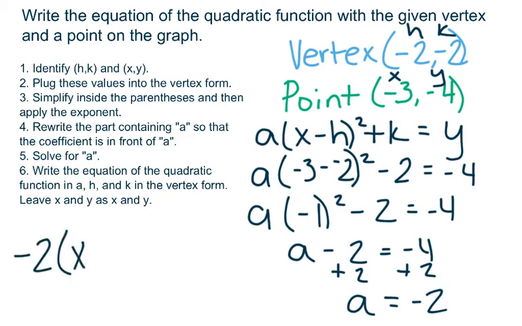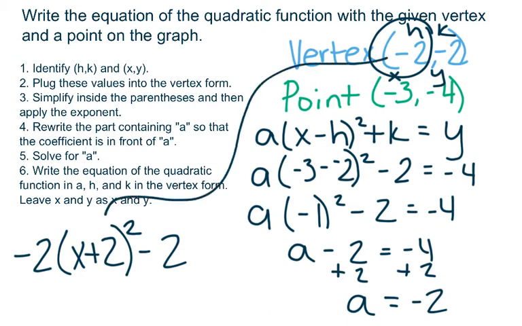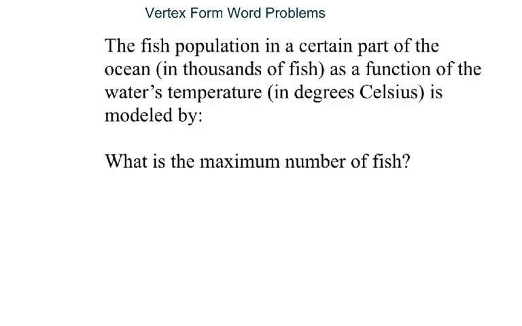So I have negative 2 (x plus 2) squared minus 2. Remember, it's a plus 2 because the x-coordinate of the vertex becomes the opposite when you put it inside the parentheses. Alright, so hopefully you got that right. If that doesn't make sense, send me a message.